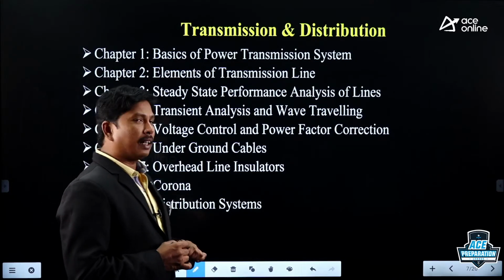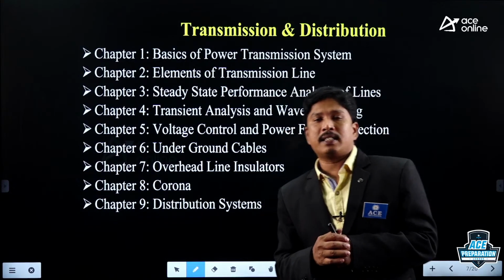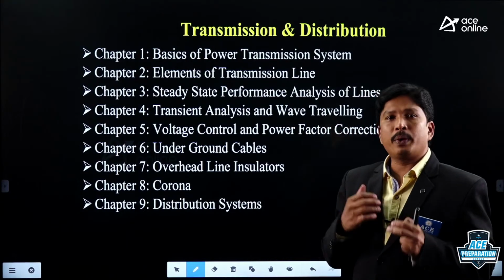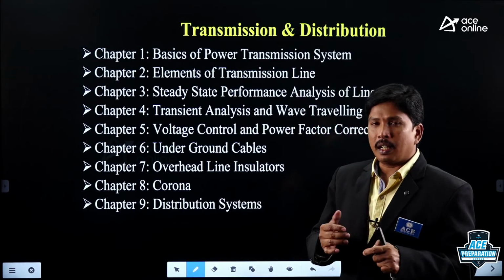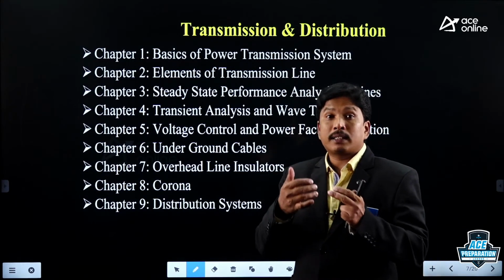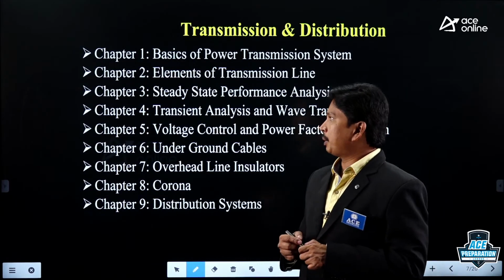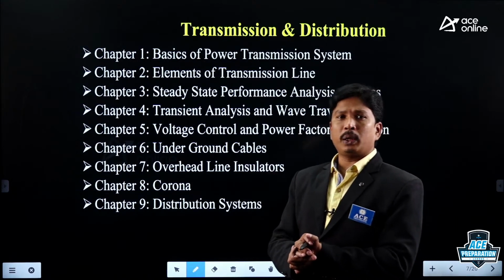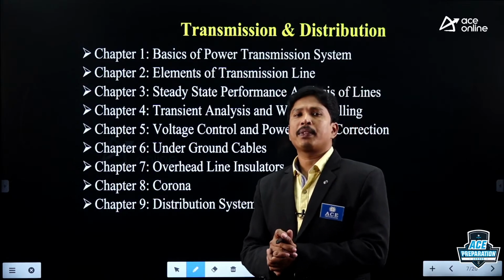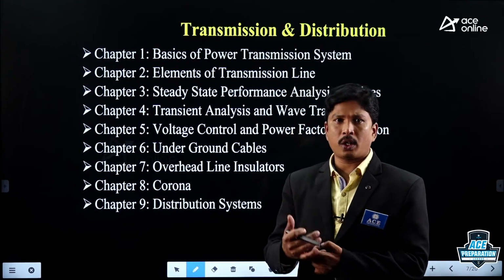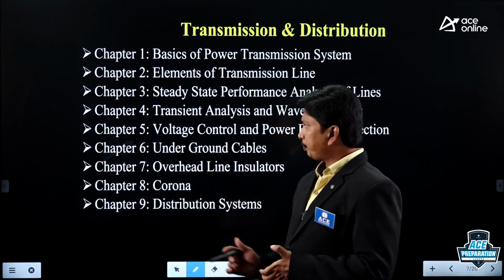And coming to the third chapter, steady state performance analysis of the transmission line. Here we are going to discuss the performance indices of the transmission line, and calculate the percentage voltage regulation and percentage efficiency. Along with that, we are going to study major syllabus components like surge impedance loading, classification of transmission lines, short, medium and long transmission lines, and their ABCD constants also.